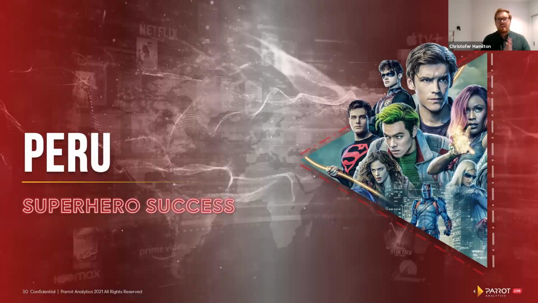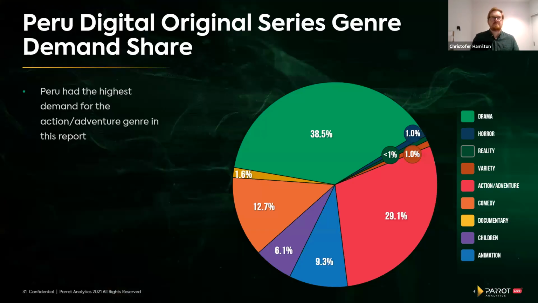All right, next up, we have Peru. And Peru is a great example of a country that has a really clear market preference that comes through in the data. I'll show you what I mean. So again, looking at share of demand in Peru by genre, we see action adventure content has a 29.1% share of demand. That's higher than any other market we looked at. It's also more than twice the global share of demand for this genre, which is 14%. So huge demand in Peru for action adventure content.